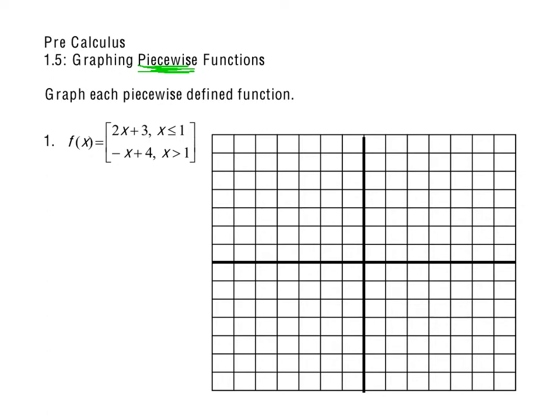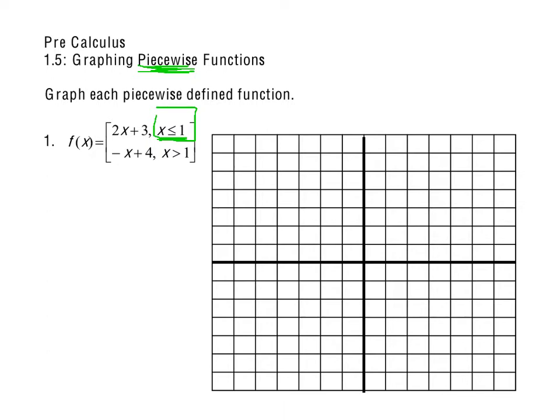This is where you're going to graph at least two equations on the same coordinate plane, but their domains are restricted. And what do I mean by domains restricted? I mean this. This is what the domains are. So for this first example, we're graphing two lines. One's 2x plus 3, but I'm only graphing it where the domain is x is less than or equal to 1. And then the domain is restricted for the second one, the negative x plus 4.